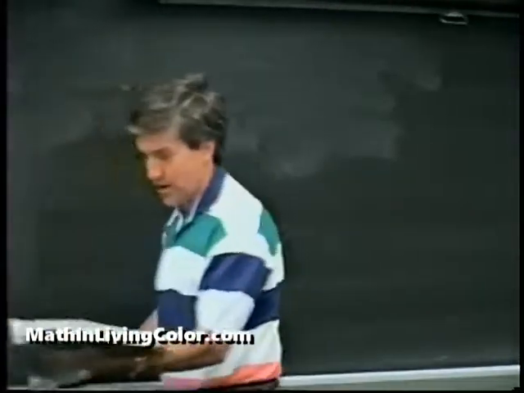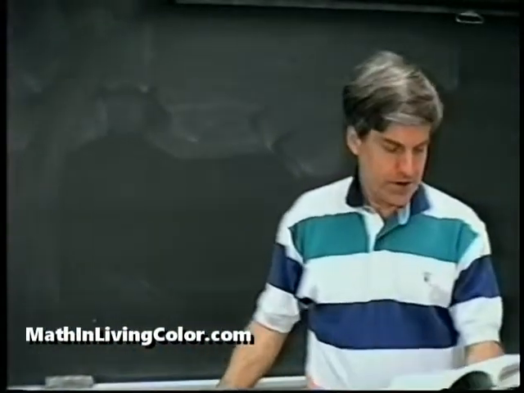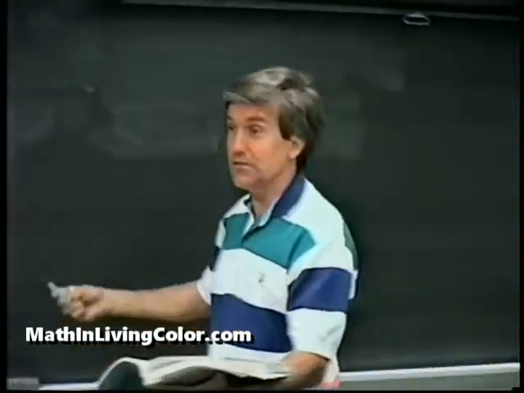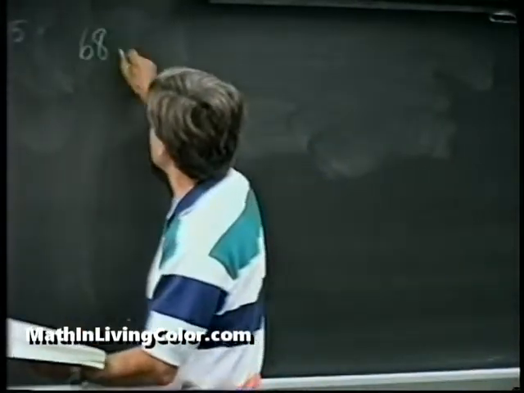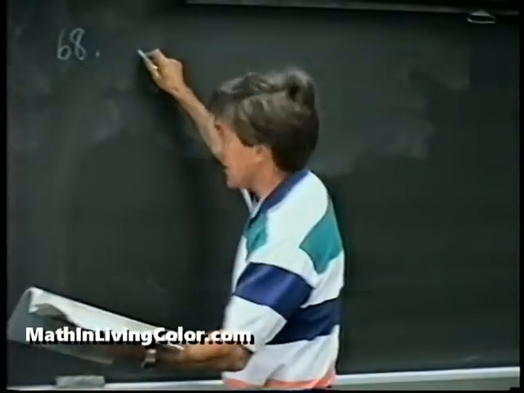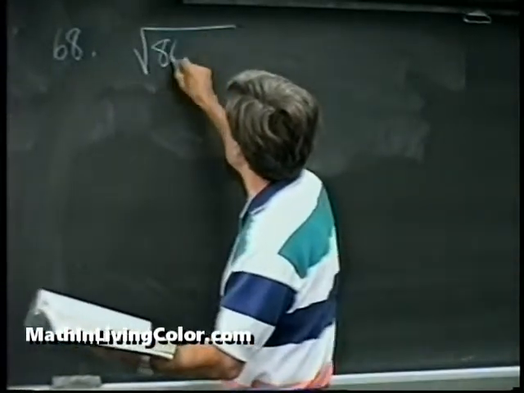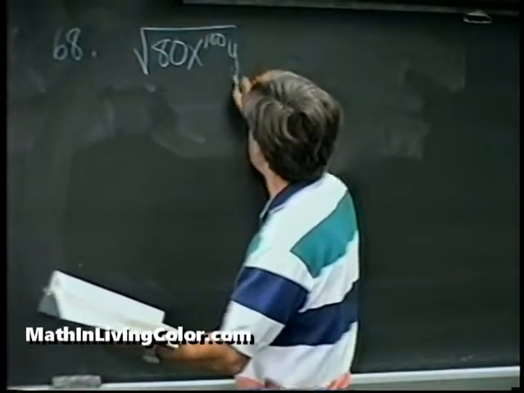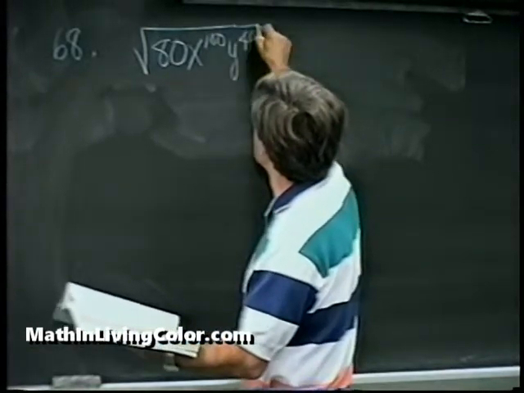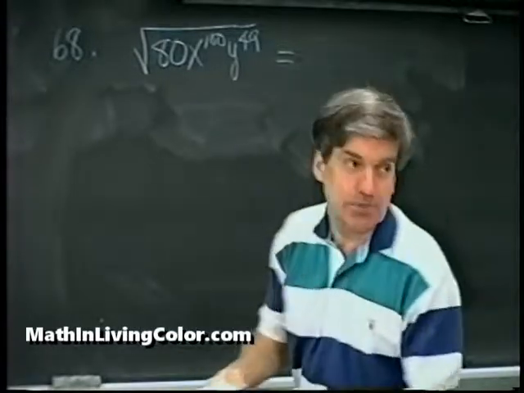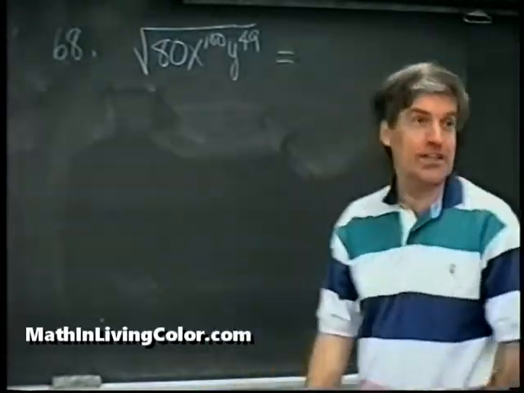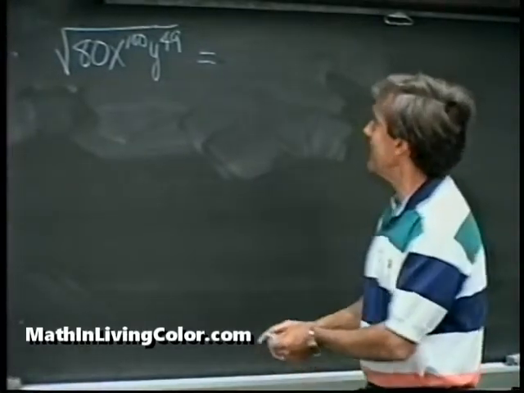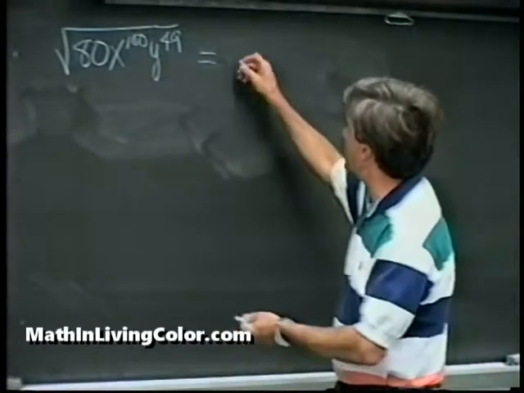I think I want to do one more. How about number 68? Okay. Number 68 says the square root of 80 x to the 100th y to the 49th. I guess if you can do the hardest one, the last one is supposed to be the hardest one on the page, isn't it? So I guess if we can do this one, we can do them all, right? Okay, let's make 2 separate square roots.